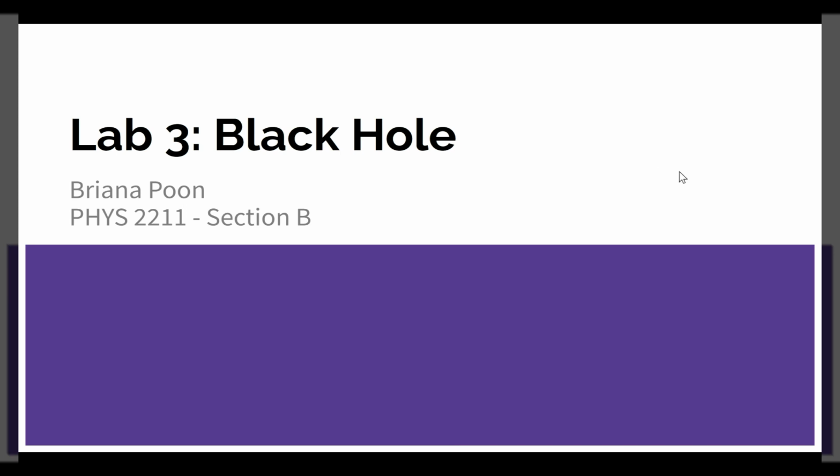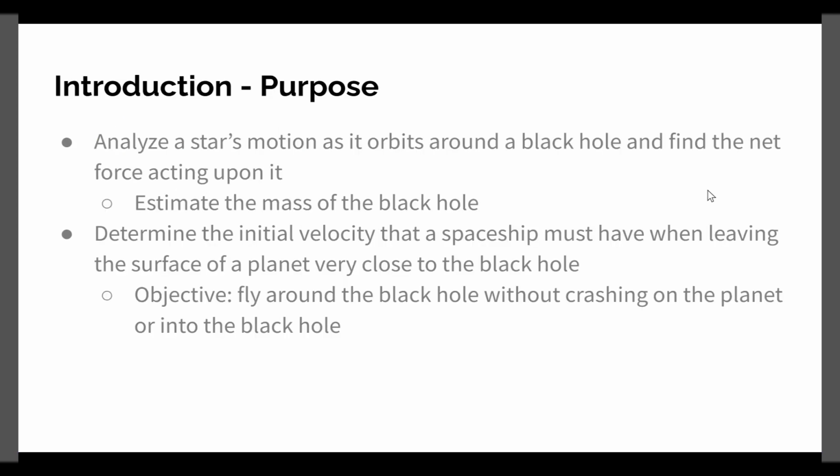Section B at Georgia Tech. The purpose of this lab is to analyze a star's motion as it orbits around a black hole, find the net force acting upon it, and then use that information to estimate the mass of the black hole. Then also determine the initial velocity that a spaceship must have when leaving the surface of a planet very close to the black hole. The objective is to fly around the black hole without crashing on the planet or into the black hole.